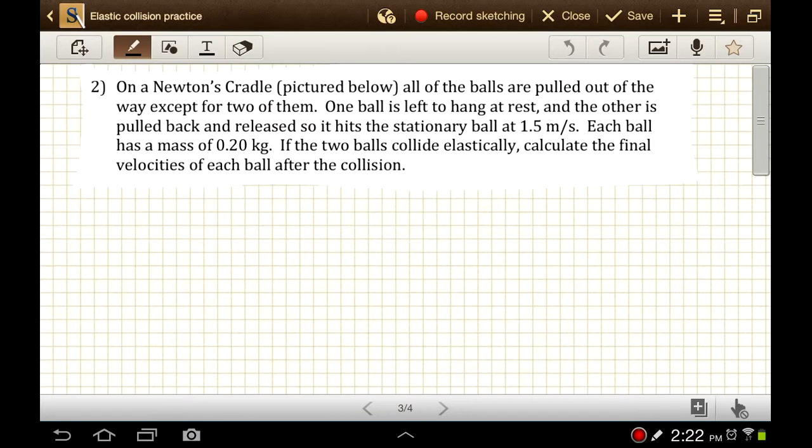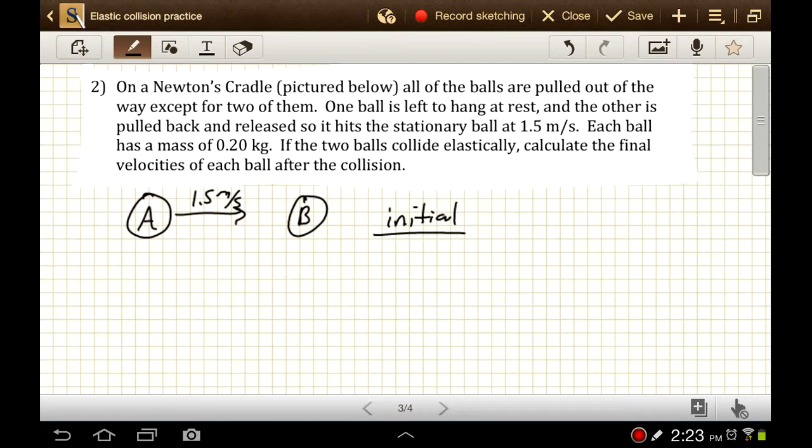So I think it might be useful to sketch this one out just to establish some directions. I'm going to say one ball, we'll call it ball A, is moving to the right at 1.5 meters per second. There weren't any directions given, so I might as well call it to the right. And then ball B is just going to be at rest, and this is the initial state.